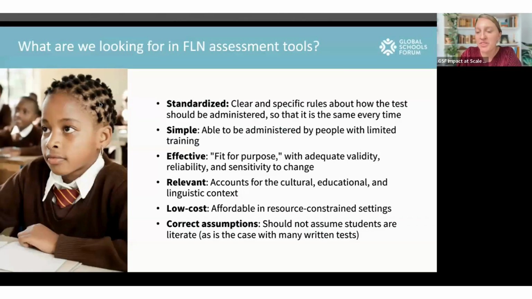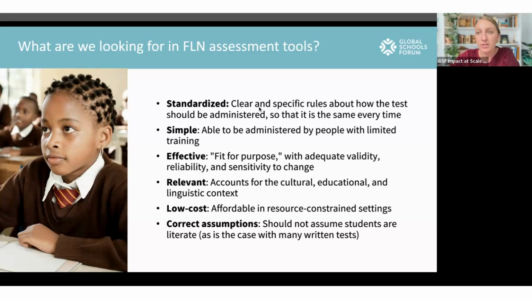Great. And so now that's the big picture of what we're looking for in assessments. Now we want to narrow down a little bit to talk specifically about what we're looking for in FLN assessment tools. There are a couple of features, building on those general principles, that are particularly important to us. The first is that we're looking for assessments that are standardized, that have really specific rules about how they're administered so that it's the same every time.